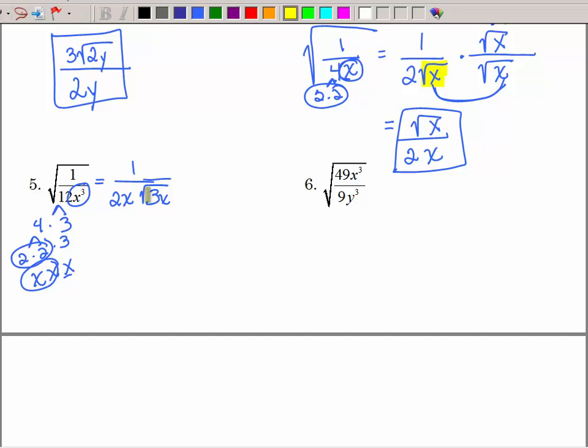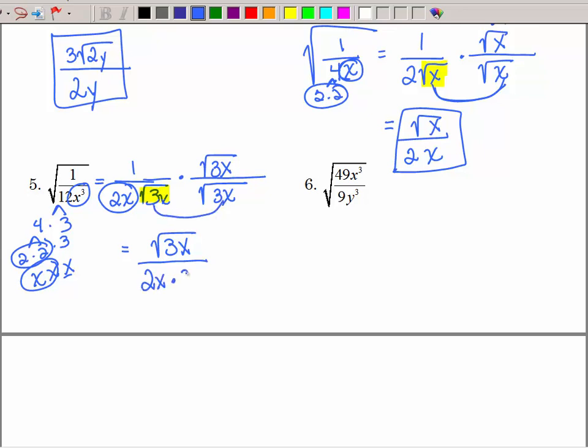And again, only need to look at what in the denominator is inside a radical. That's what you need to figure out. That tells you what you need to multiply by. So I only need to multiply by another 3 and another x. So on top I have the square root of 3x, 1 times the square root of 3x. On the bottom I have this 2x multiplied by the square root of 3x, because 3 times 3 is 9, the square root of 9 is 3, x times x is x squared, the square root of x squared is x.